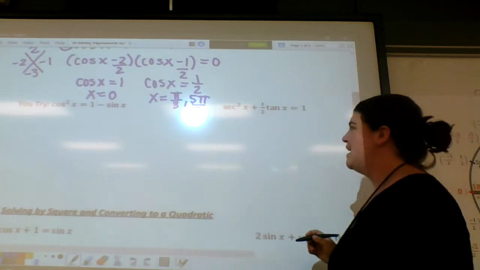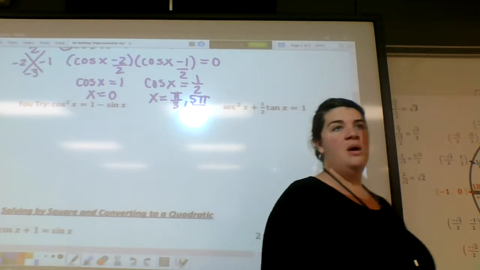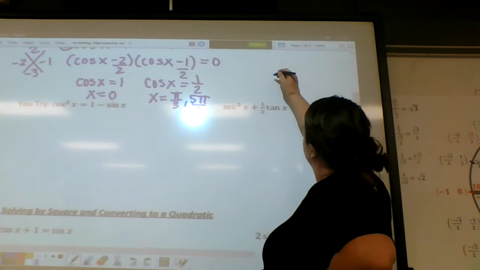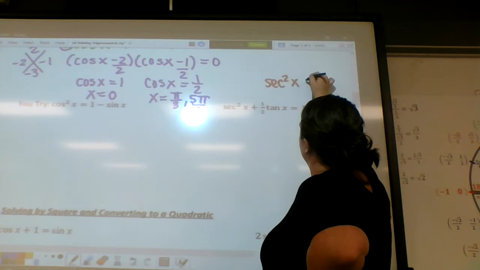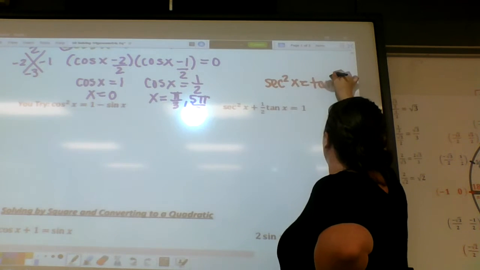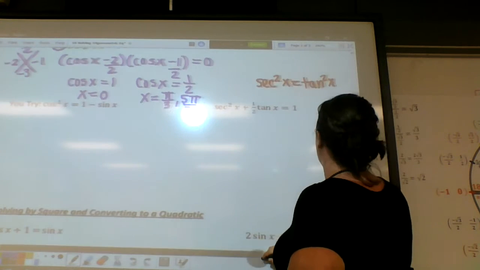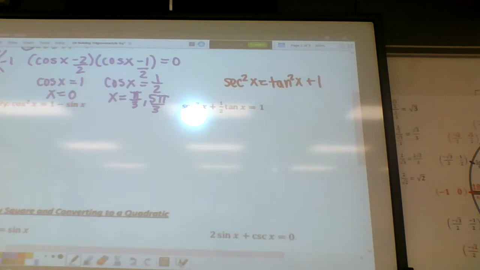So what is the identity that relates secant and tangent, right? There's a secant squared and a tangent squared. What is the identity? Secant squared of x equals the tangent squared of x plus 1. So do we want to turn this equation into all secants or all tangents? We want to go all tangents, right?